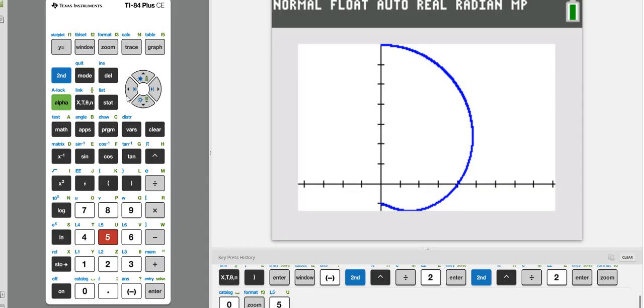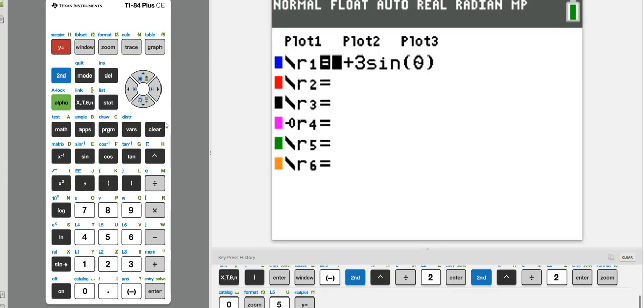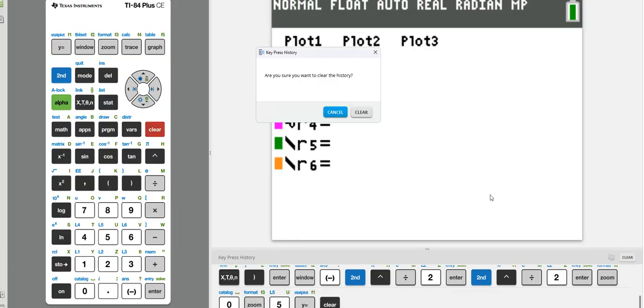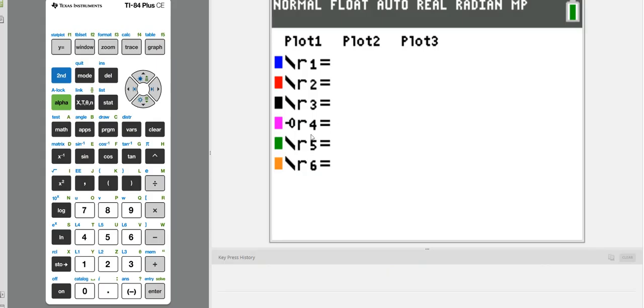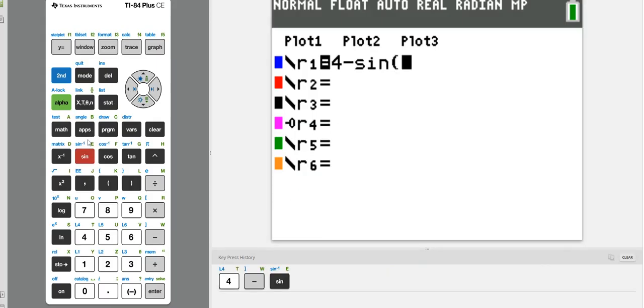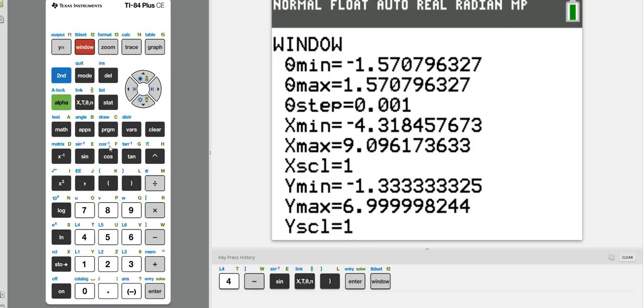So I'm going to go back to my equation editor, put in a new equation, 4 minus sine of theta, and now I'm going to set my window from 0 to 2 pi.